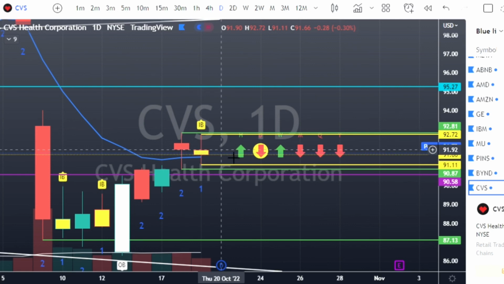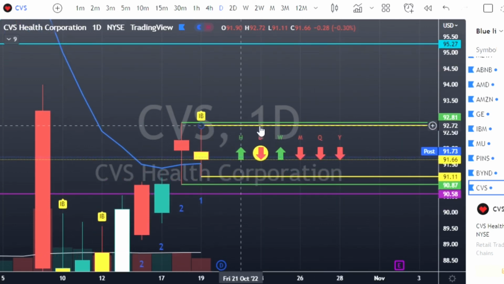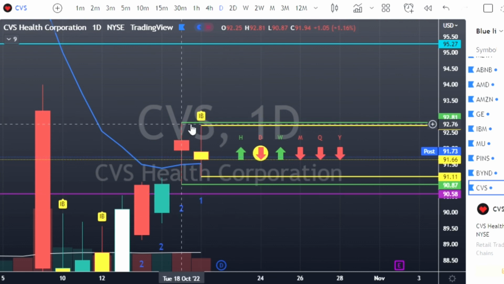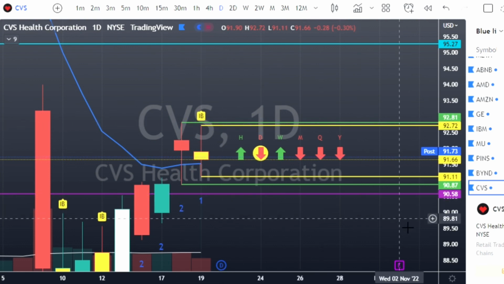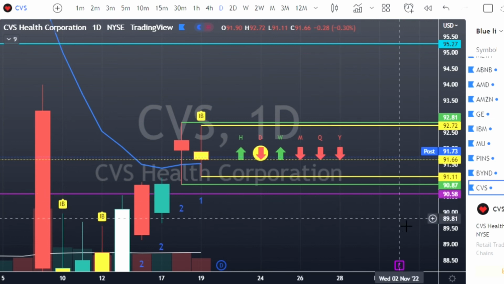Inside bars on CVS. Calls to the upside do not have great magnitude. 92.72, we've only got about a 9-cent move there before we hit first targets. 91.11 for puts, and first targets at 90.87.